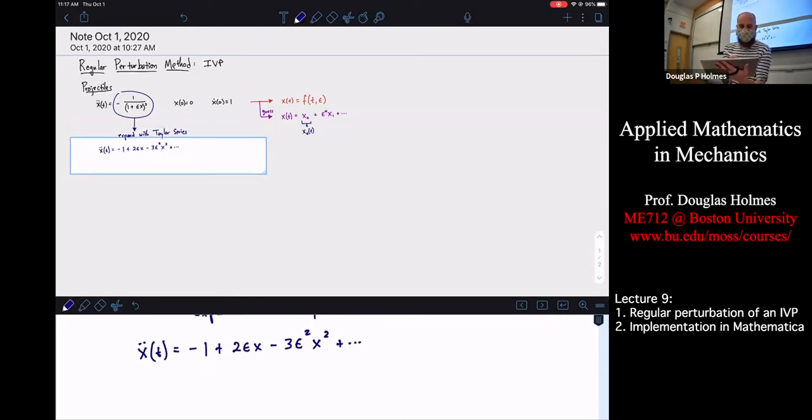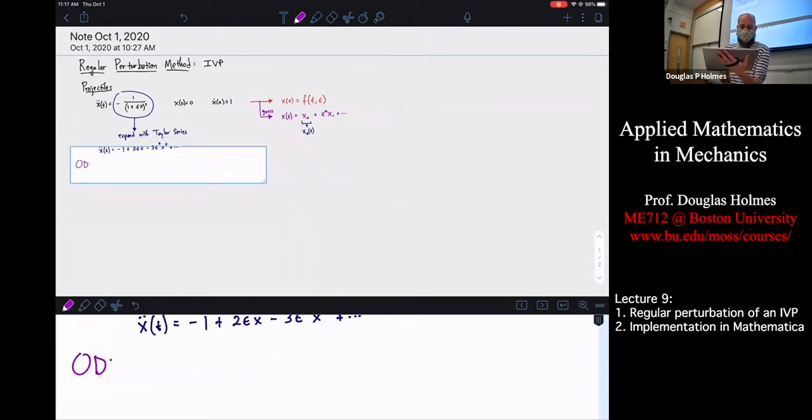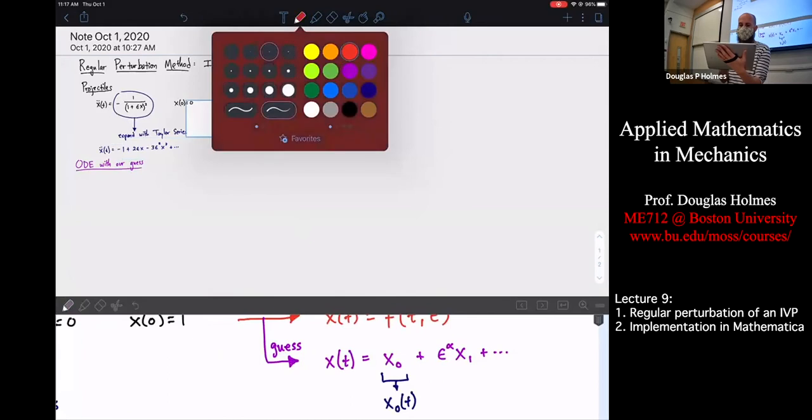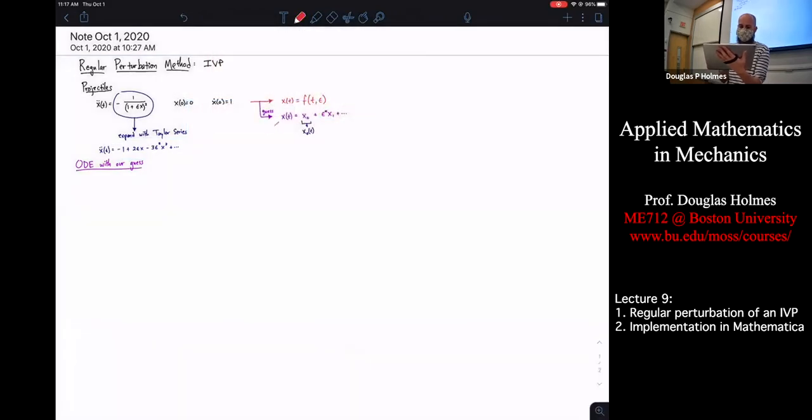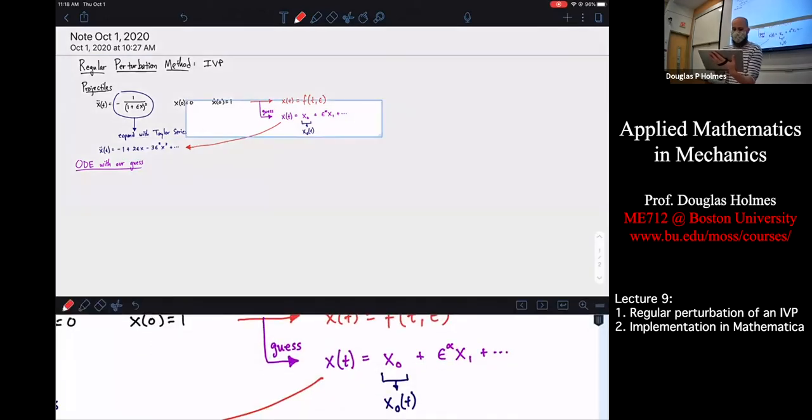Okay. So using our guess, we can immediately write down what the ordinary differential equation becomes with our guess. So say this is our ODE. What I mean by that is we're going to take this and insert it into here. Go back to our guess color.